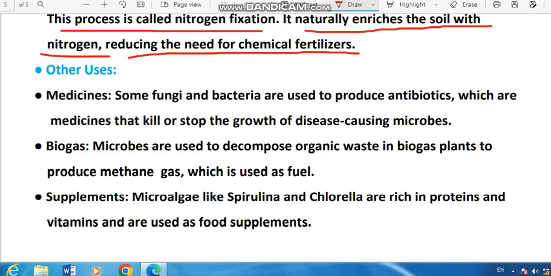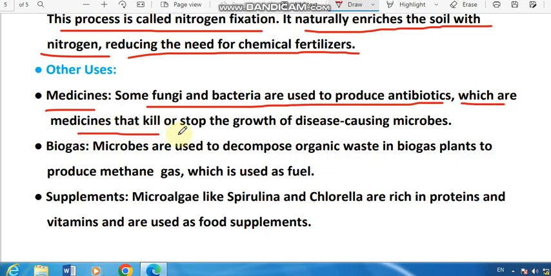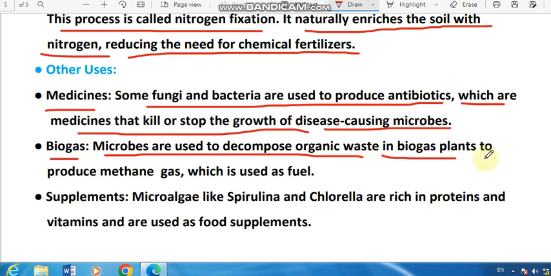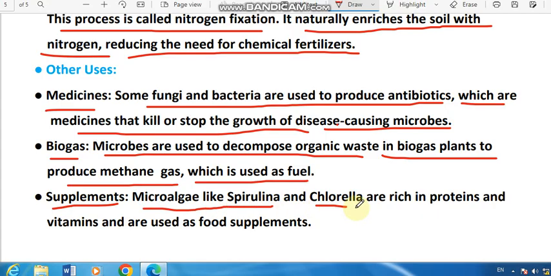Other uses. Medicines. Some fungi and bacteria are used to produce antibiotics, which are medicines that kill or stop the growth of disease-causing microbes. Biogas. Microbes are used to decompose organic waste in biogas plants to produce methane gas, which is used as fuel. Supplements. Microalgae like spirulina and chlorella are rich in proteins and vitamins and are used as food supplements.